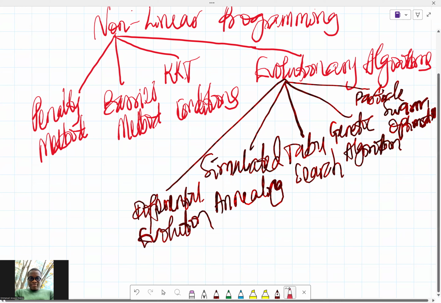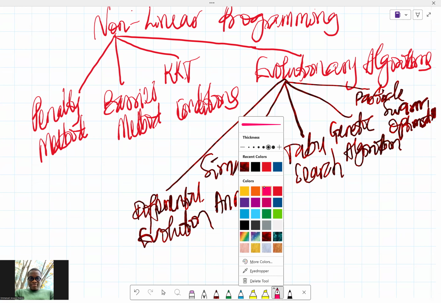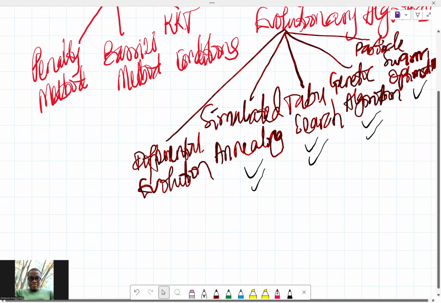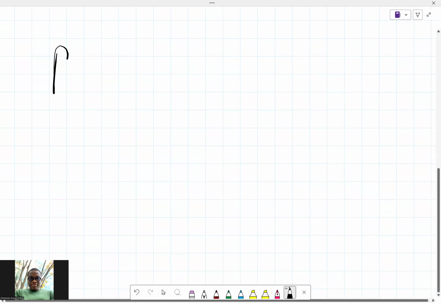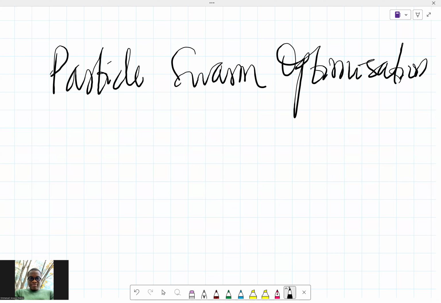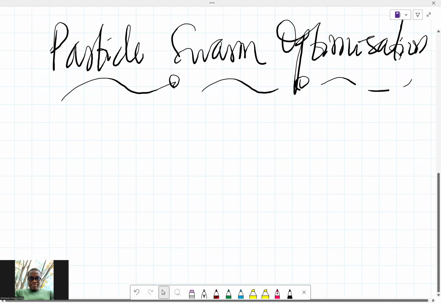Just like I said, we've taken care of simulated annealing, taboo search, and the genetic algorithm is done. Now we move on to particle swarm optimization, or PSO. So what exactly is PSO? What does it tell us, and how do we use it for solving nonlinear programs?